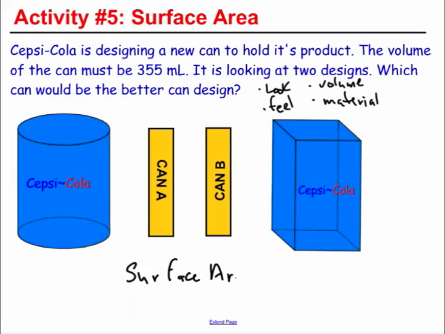And we realized that if a company manufactures cans or products, if they're able to save on the surface area or save on the packaging without compromising the amount of product they are trying to ship out, in this case 355 is the volume, then that would save the company money in the long run for packaging because they are using less material to create the can. So hopefully by the end of today's activity, you'll be able to solve the can problem, which is a better design, can A or can B. And again, we could look at look, feel, volume, material, but we're going to ultimately make our decision based on surface area.